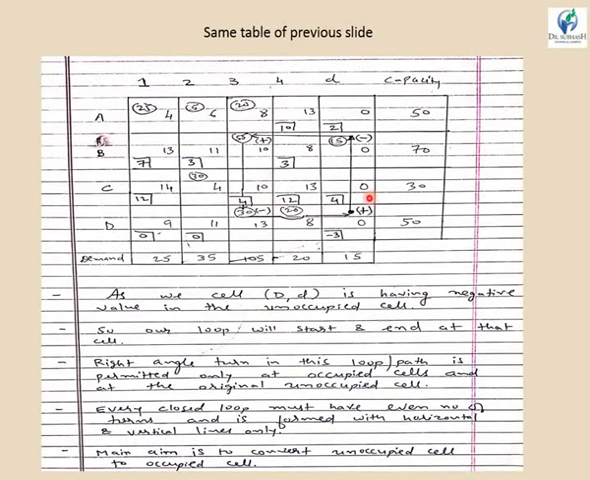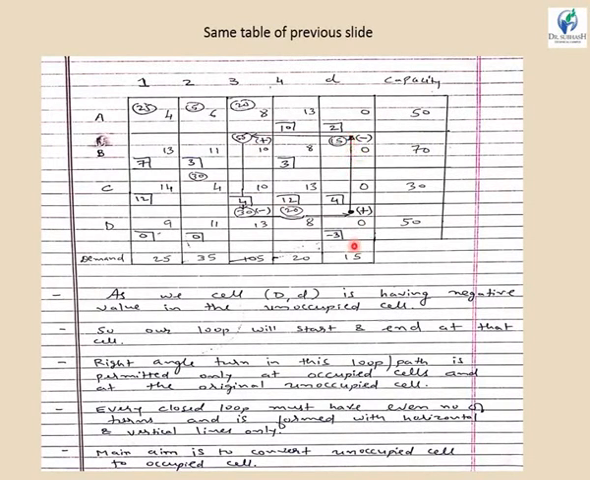This alters the sign of plus and minus: the starting point will have plus, then minus, then again plus, again minus. I have bypassed that cell because it is not our requirement, and I have ended the loop at the point from where I started. So this is our closed loop.